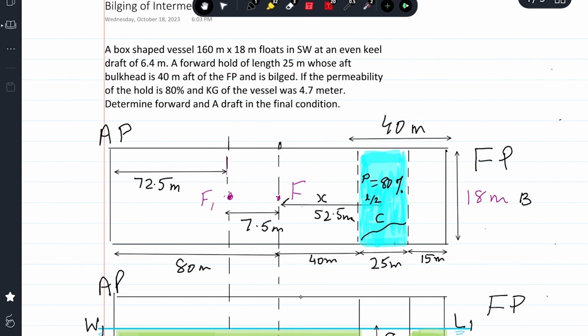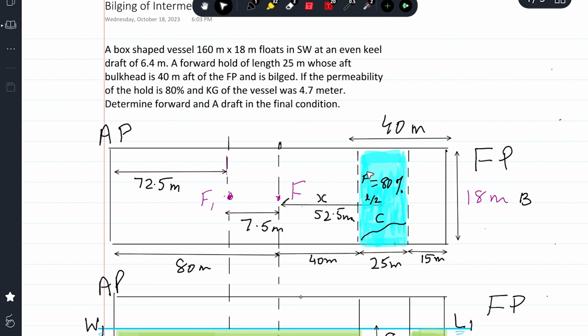Box shaped vessel 160 meter by 18 meter floats in salt water at an even keel draft of 6.4 meters. A forward hold of length 25 meter whose aft bulkhead is 40 meter aft of the forward perpendicular is built. Permeability of the hold is 80% and KG is 4.7 meter. Determine forward and aft draft in the final condition.